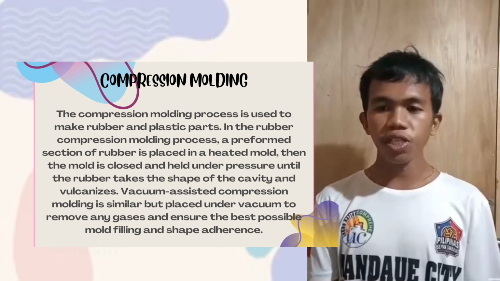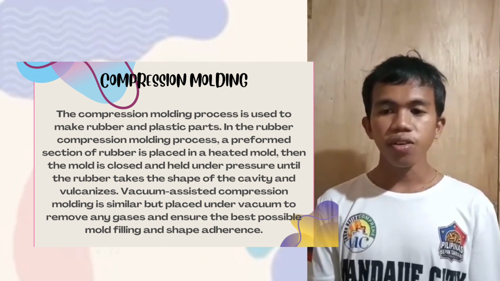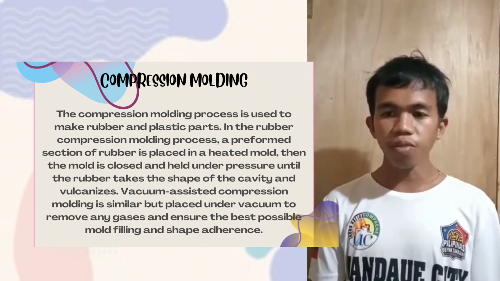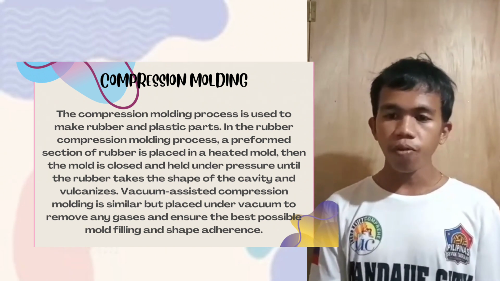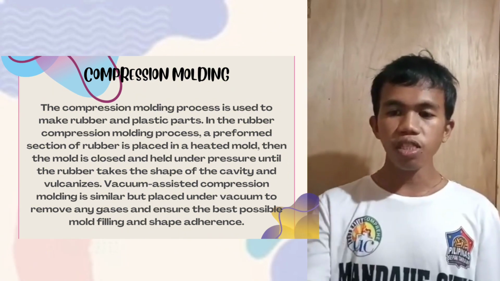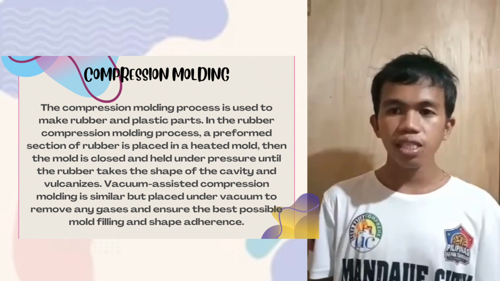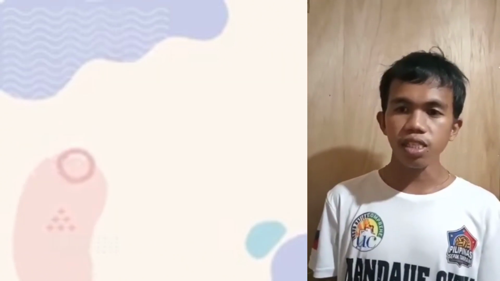First is compression molding. The compression molding process is used to make rubber and plastic parts. In the rubber compression molding process, a preformed section of rubber is placed in a heated mold. Then the mold is closed and held under pressure until the rubber takes the shape of the cavity and vulcanizes.